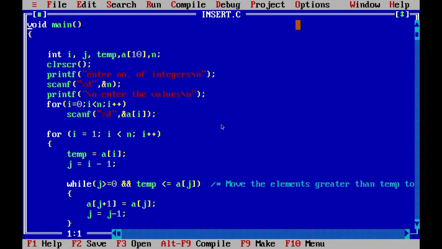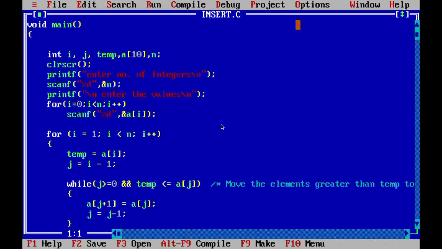So I'm asking the user to enter the number of integers. First I'll ask the user how many integers he wants to enter. Obviously I can't handle more than 10 because my array size is 10. So I expect the user to give something less than or equal to 10 as the n value, right? After that I'm asking the user to enter the values. If the user said there are 5 integers, then you will be entering those 5 integer values. Using a for loop with a scanf statement, I am able to read those integers into a[i]. So I am filling the array with the user input.